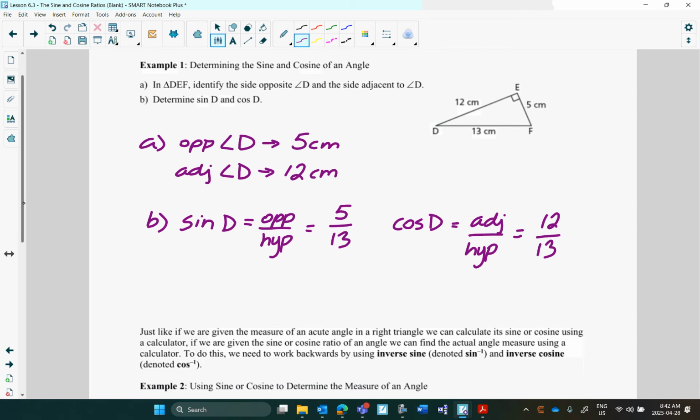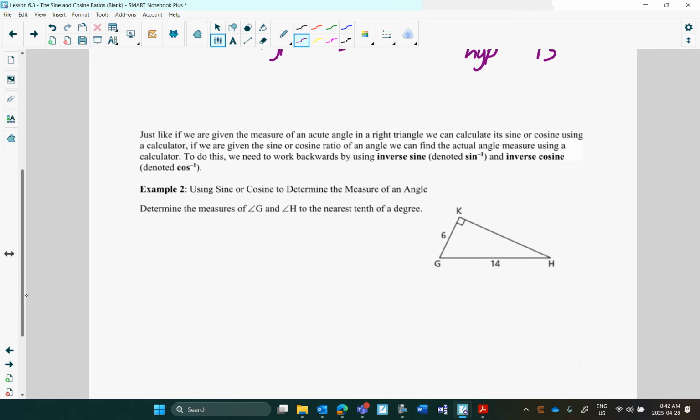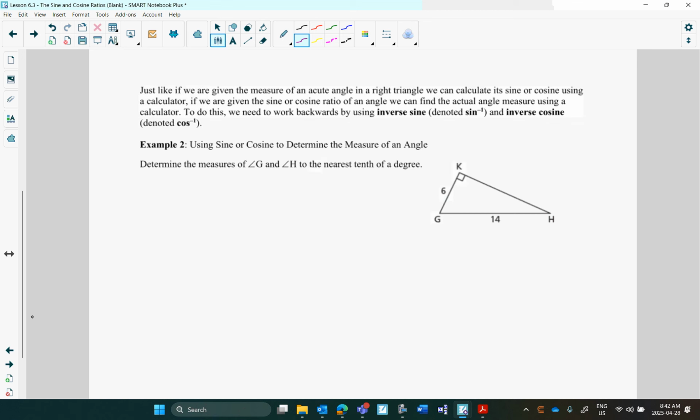And just like we talked about with tangent, we can find angles if we're using sine and cosine by doing sine inverse or cosine inverse. So remember, set up an equation, get the unknown by itself, use your calculator. So we are asked to find angle G and H here. So let's start with G. And it says nearest tenth, so that's 1 decimal place.